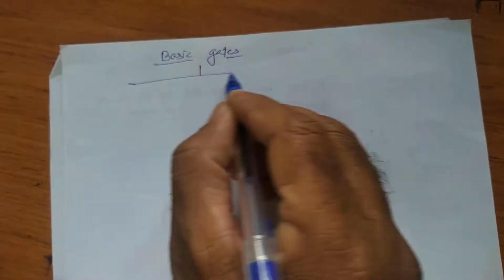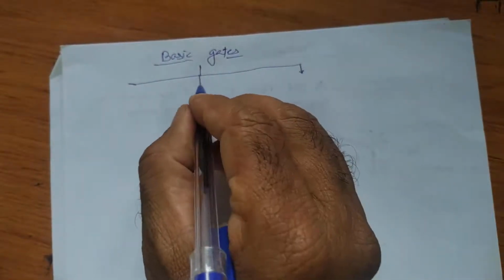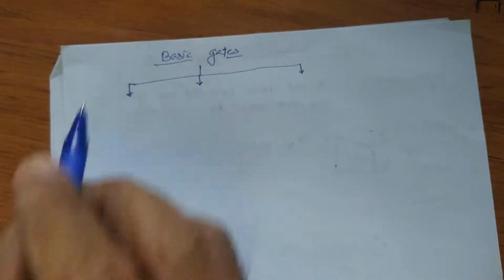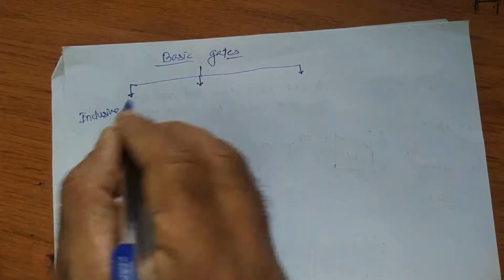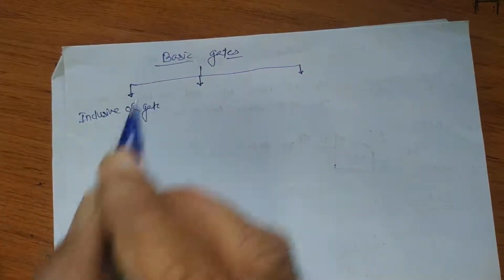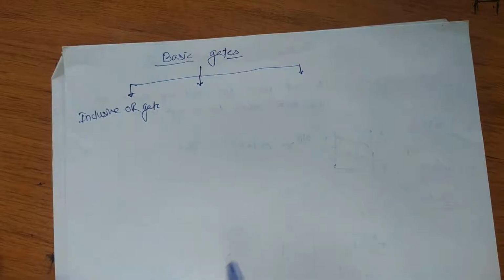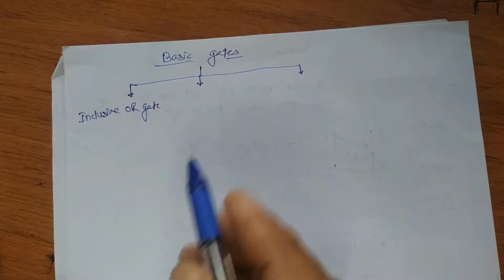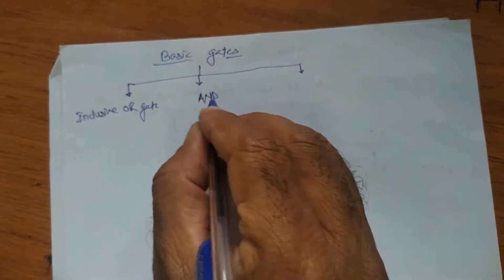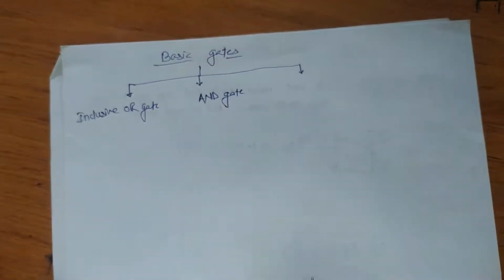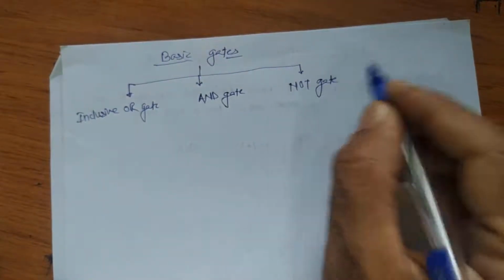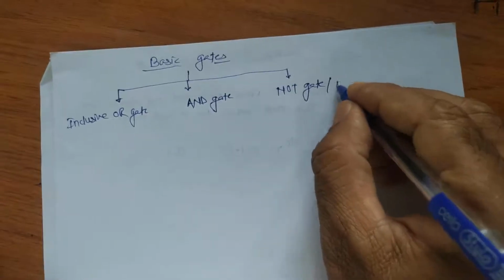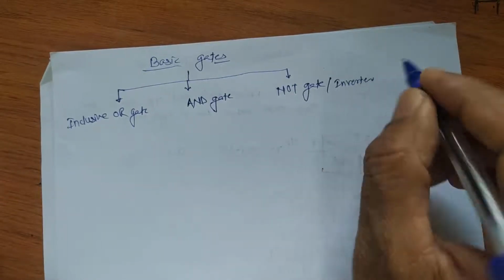There are three basic gates. First, the inclusive OR gate. Generally we say OR gate. Second, AND gate, and third is NOT gate, which is also known as an inverter.